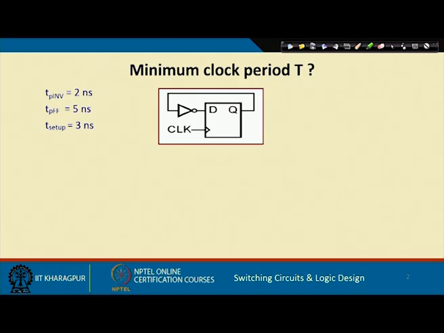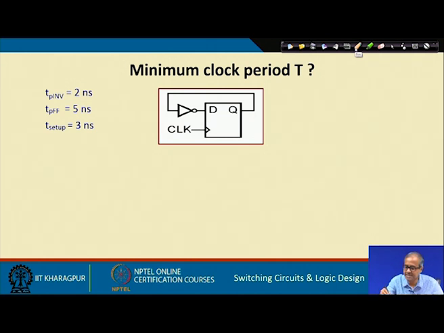be looking at an example synchronous sequential circuit and see how it works. Okay. So, we consider this example, a very simple example.